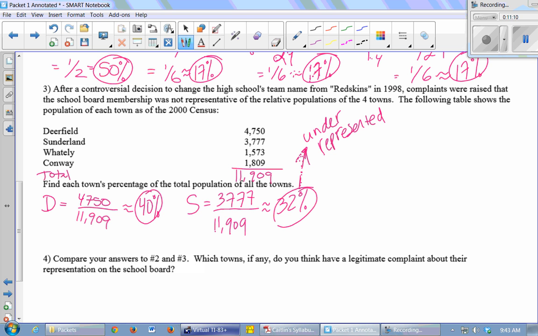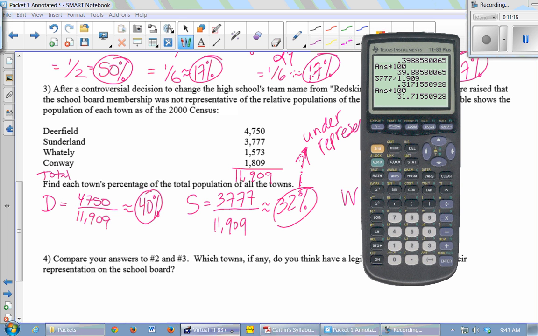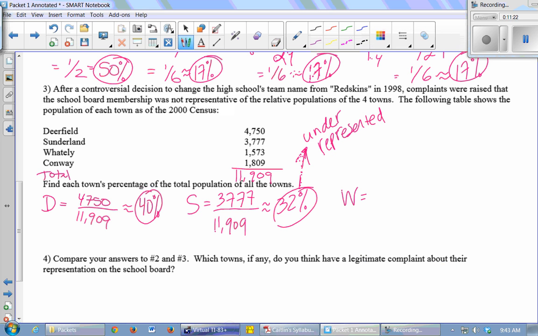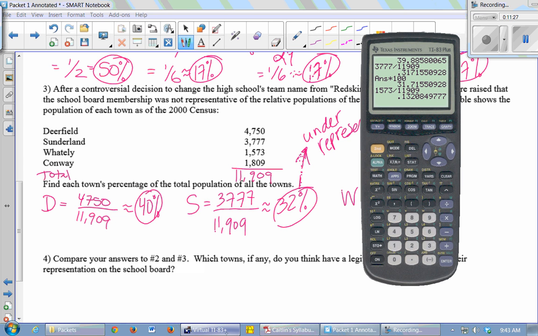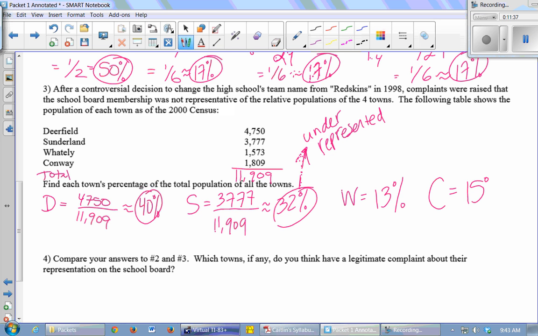Okay, so then let's do Whately and Conway. 1573 divided by 11,909. It's like 13%. About 15%. Okay, so Whately, 13% of the population, 17% of the power.